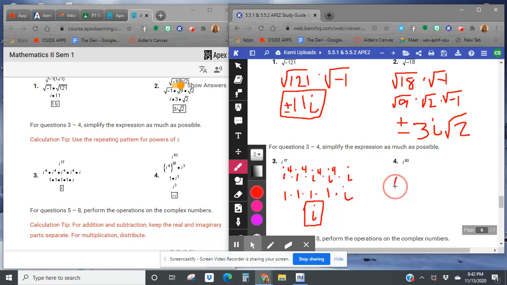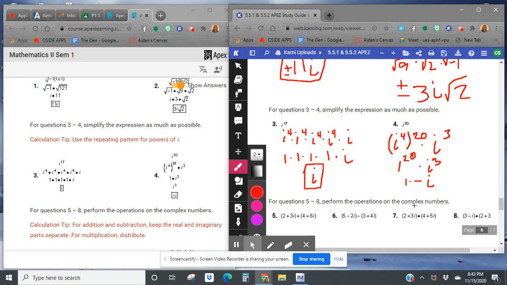i to the 83rd could be broken down as i to the fourth to the 20th power. It's a lot of i to the fourths to write out, so we could simplify it like this, because 4 times 20 is 80, and then times i to the third. And i to the fourth is just 1. 1 to the 20th power is just 1. And i to the third, by that chart, by definition, is just negative i. So 1 times negative i is just negative i.